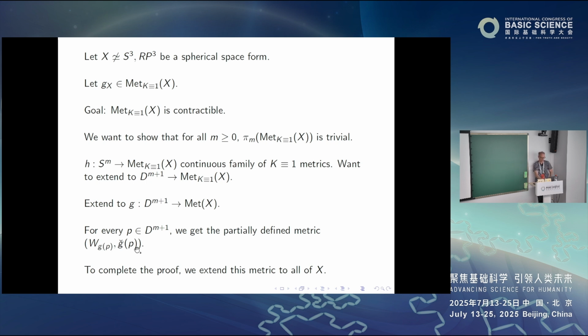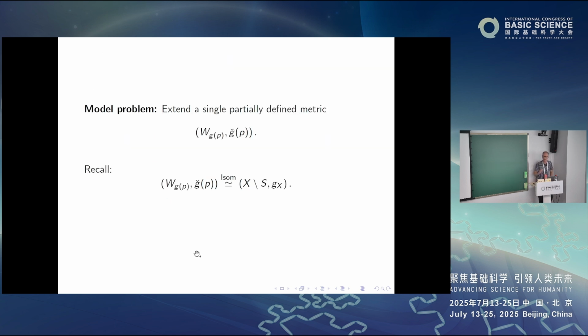So it's what I was talking about here, which is now you get this W sub G of P and G check of P, depending on the point P, okay? The bad news is these metrics are only partially defined, okay? So what we'll do is use this structure and extend the metrics to constant curvature metrics. To get the idea, just to get warmed up, let's start with a single partially defined metric, okay? This is going to be isometric to the model metric punctured at a finite set, okay?